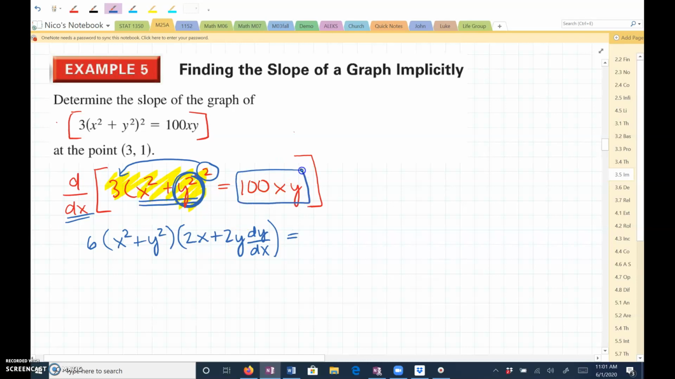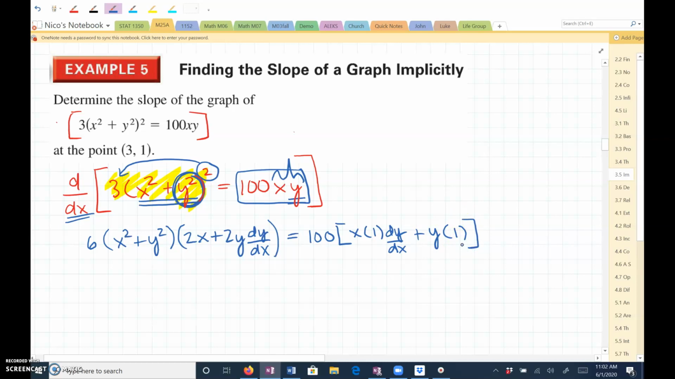Now the other side of the equation, when I take the derivative of this one, I have a constant of 100. I'm going to factor that out in front. And then I'm going to take the derivative of x times y, which would be the product rule. So the product rule says take the first function times the derivative of the second function. Again, the second function is y, which is not in terms of x, so you have to multiply that by dy/dx, plus the second times the derivative of the first. So now we have this, okay?